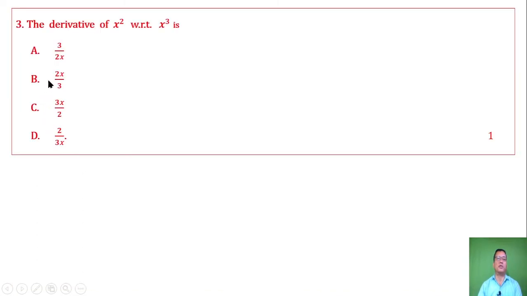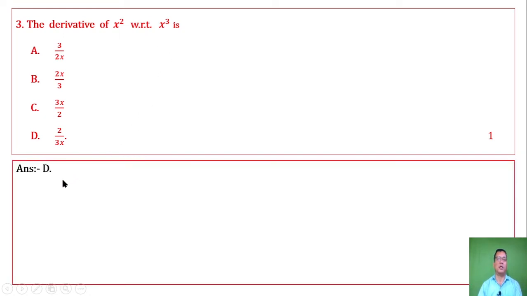Question number 3. The derivative of x squared with respect to x cubed is. The correct answer is D. The derivative of x squared is twice x, and the derivative of x cubed is three x squared, so the ratio is twice x over three x squared.